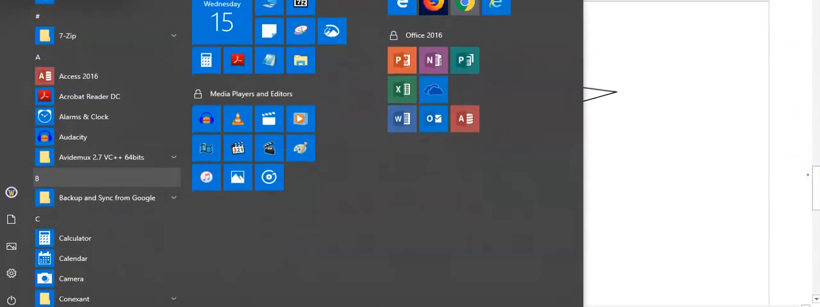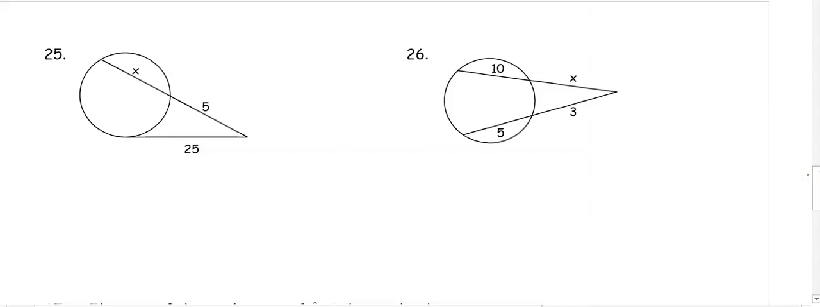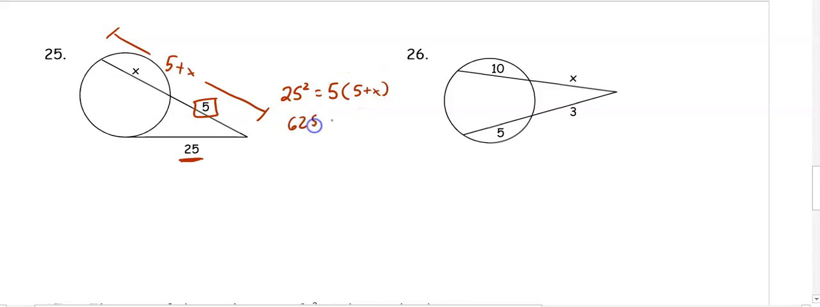In number 25, this is a tangent secant. So the tangent segment is going to be squared. 25 squared equals, we want the outside, 5, times the whole segment. Well, in this case, it would be 5 plus x or x plus 5, either way. So we get 625 is equal to 25 plus 5x. We can subtract 25 from both sides, so 600 is equal to 5x. When we divide, we get x is 120.